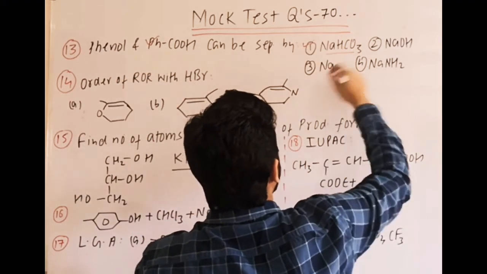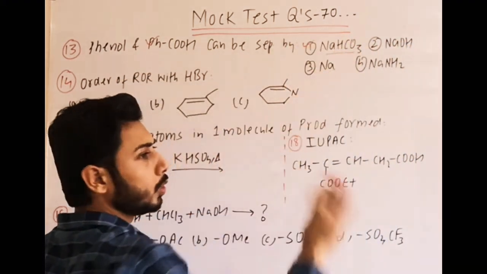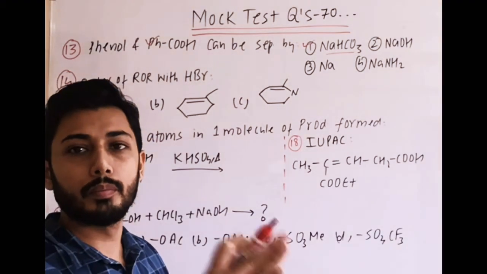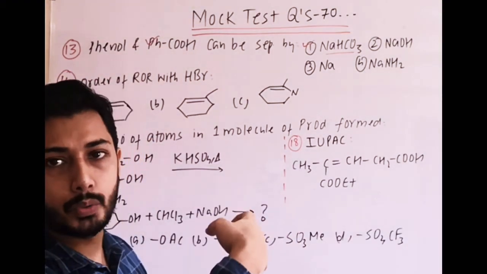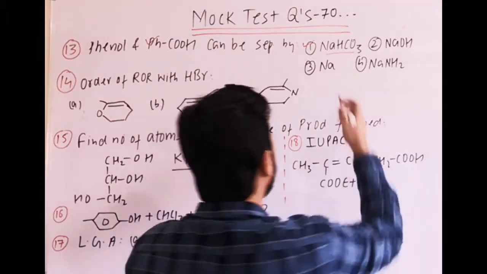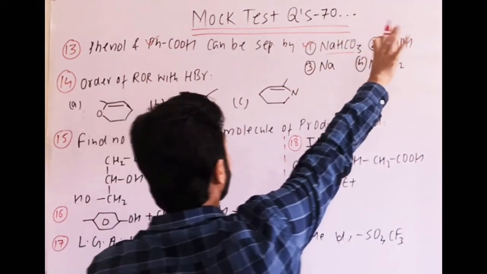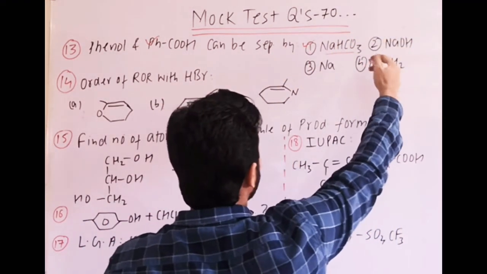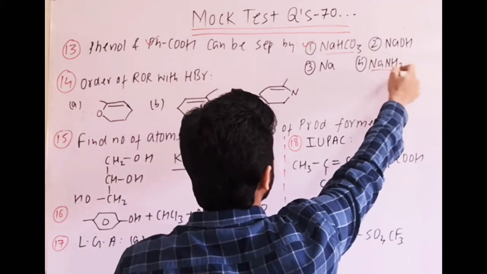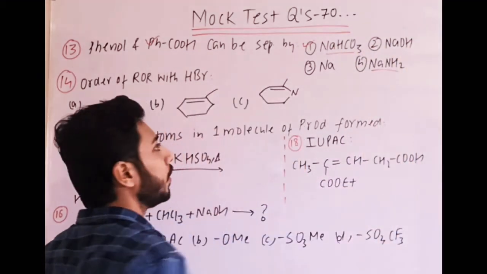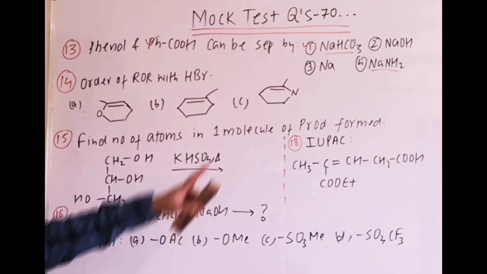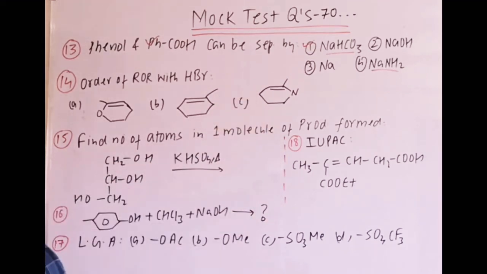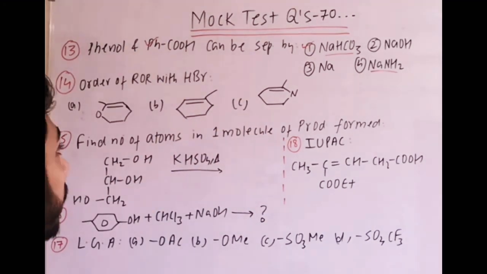So clearly, NaOH will be reacted with by both. Both will react with NaOH and they both will form COO minus from the benzoic acid and phenoxide ion. Na, yes, they both release H2 gas and both will form O minus Na plus. NaNH2 is a strong base, but they both will react with the NaNH2. That means the only answer is NaHCO3.